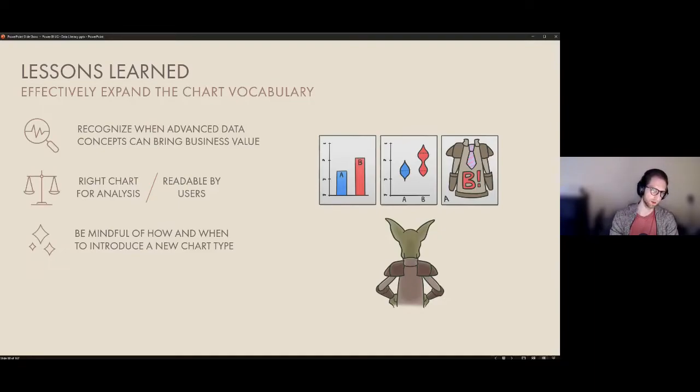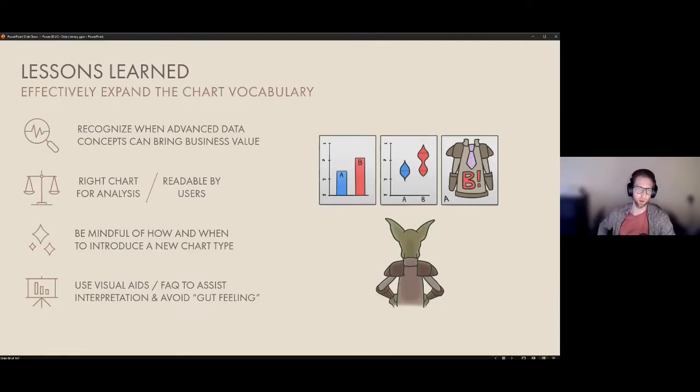Even though Stonk was correct in selecting the violin plot as the first chart, they just threw it out without any explanation, any context. That explicit knowledge was not transferred. So of course, they couldn't read it, couldn't interpret it, and it wasn't effective. It had no value then. We need to try to use visual aids, frequently asked questions, some kind of way of transferring that explicit information so that people have an easier time of interpreting and avoiding the gut feeling when they look at these charts. This is a really important thing, especially when it comes to accessibility.